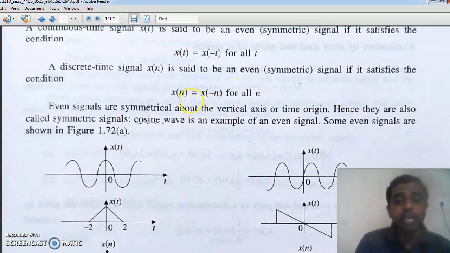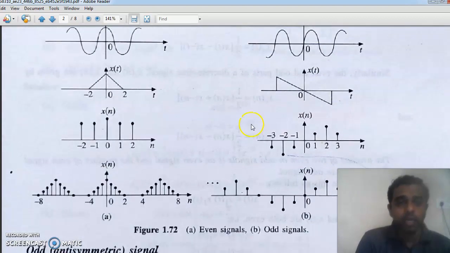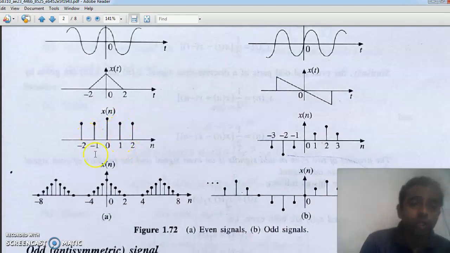Similarly, for discrete time signals, x of n is equal to x of minus n for all values of n. These are all examples of even signals. This is an example of a discrete time even signal. What is happening at 1 is also happening at minus 1, just like a mirror. 1 is being reflected here and 2 is getting reflected here at minus 2.